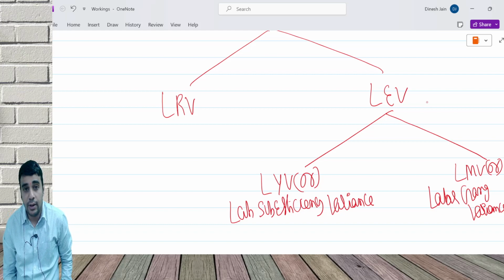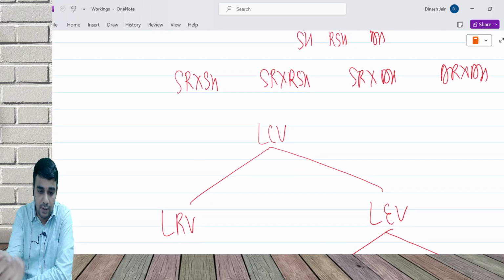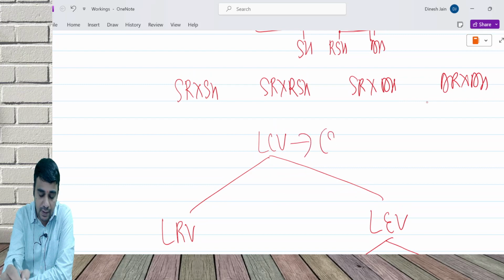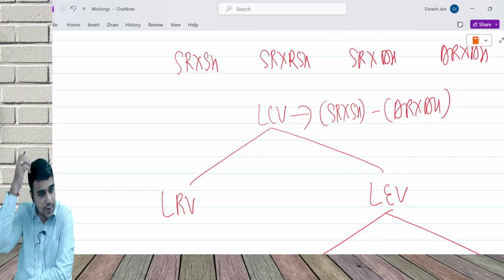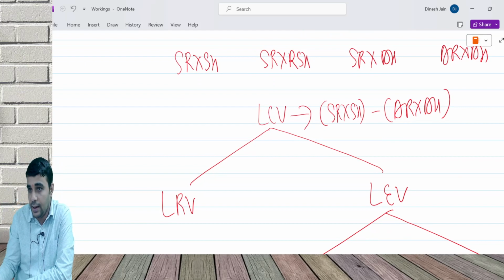I hope you are able to write the formula and all. Anyone who still wants me to write the formula, let me know, I'll write it on the screen. Otherwise, you should be in a position to write it on your own, but if you want me to, I'll do it. Labor cost is SR into SH, AR into AH, smallest rectangle minus the biggest rectangle: SR into SH minus AR into AH.